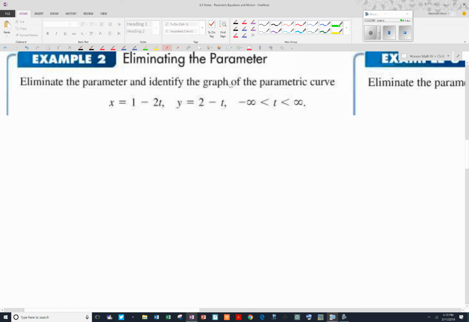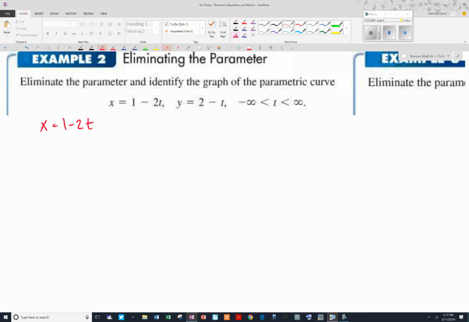So let's start with eliminating the parameter using substitution. In order to do that, what we need to do is solve one of the equations for t and then substitute it in the other one. Because in the end we want y equals, I'm going to take this equation here for x. In fact, I'm just going to write it over here again. x equals 1 minus 2t. I'm going to solve that for t, and I'm going to put it into the other function so that in the end, I'm going to have y equals.